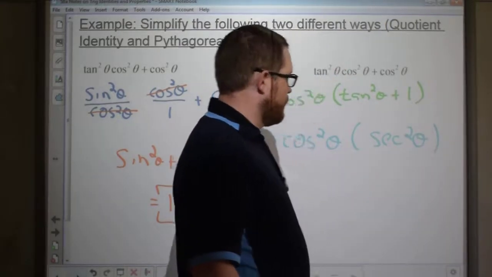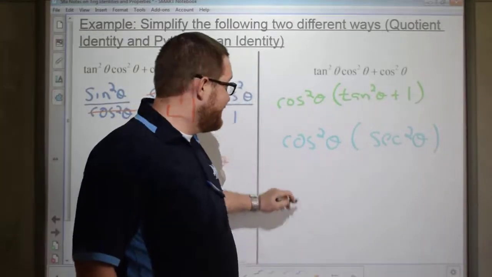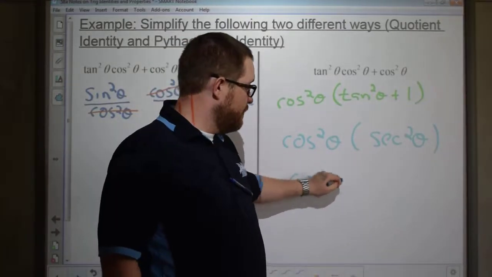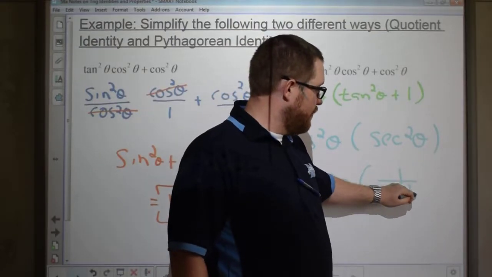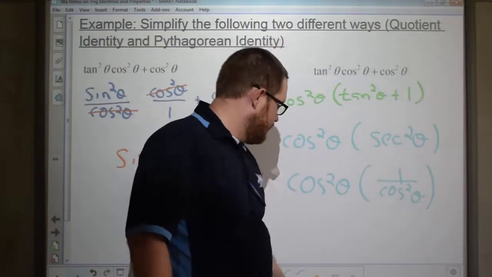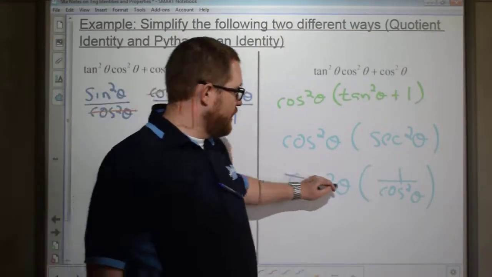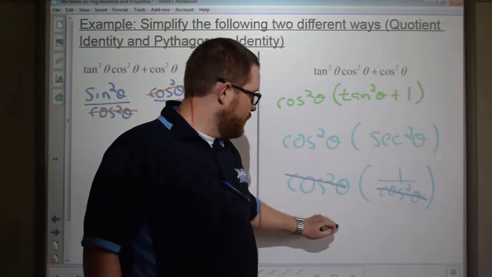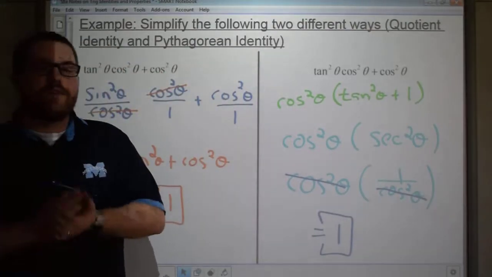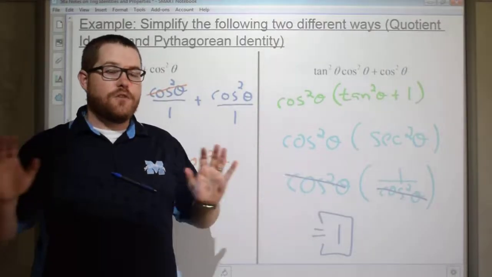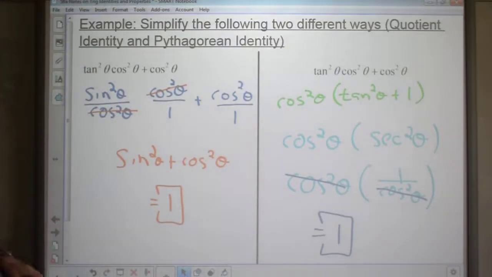Well, that doesn't look like it helped me at all, but it does. Remember, secant squared of theta is the same thing as 1 over cosine squared of theta. Now it's really obvious. What do you see? Cosine and cosine will cancel. What are you left with? 1. So I did the same problem two completely different ways, and I used two completely different Pythagorean identities. But I still ended up with the same answer.